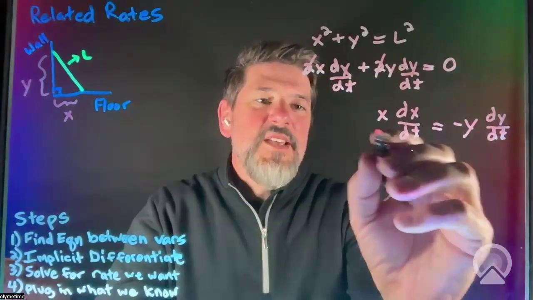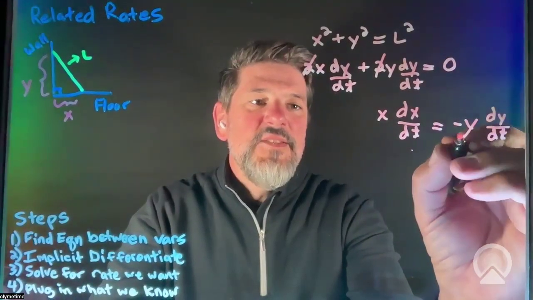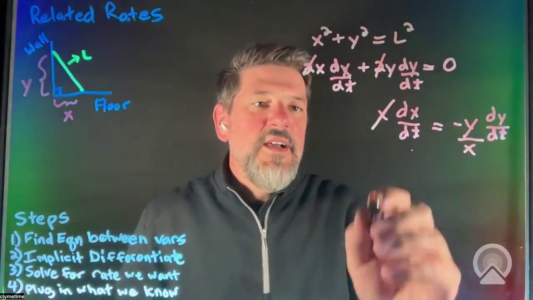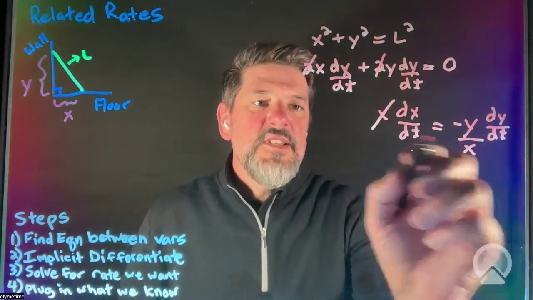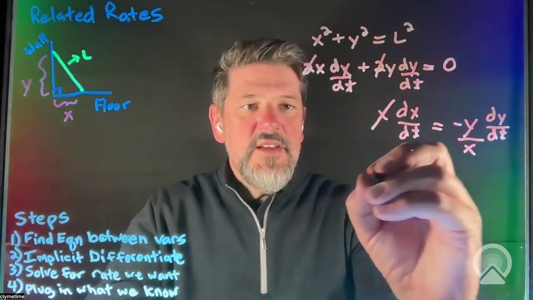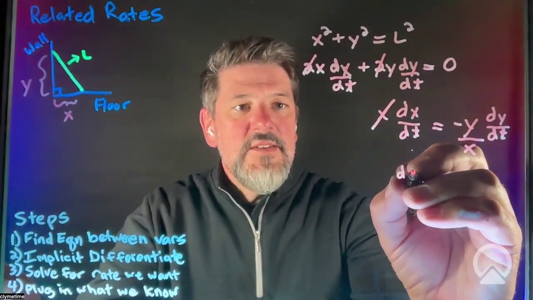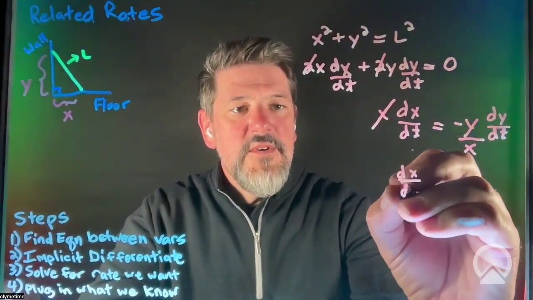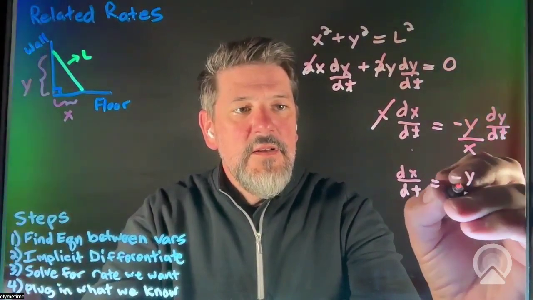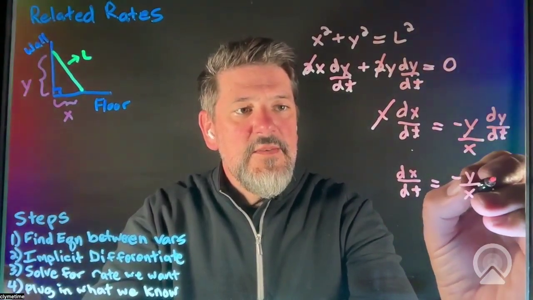And now we divide by x on both sides. And if I do that, we'll just go ahead and show it like this. I divide both sides by x, and so I get dx over dt equals negative y over x times dy over dt. I guess I'll write it again just to make it look nice. So dx over dt, which is the thing I'm looking for, is equal to negative y over x times dy over dt.